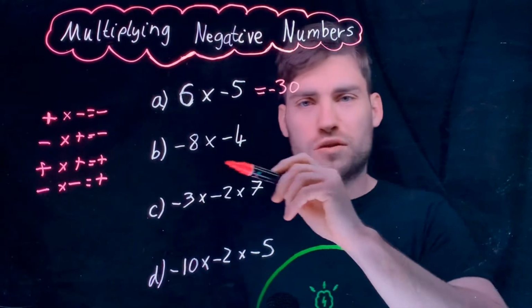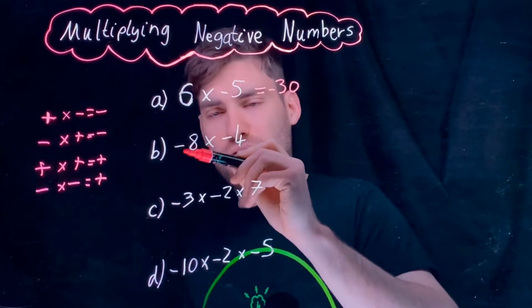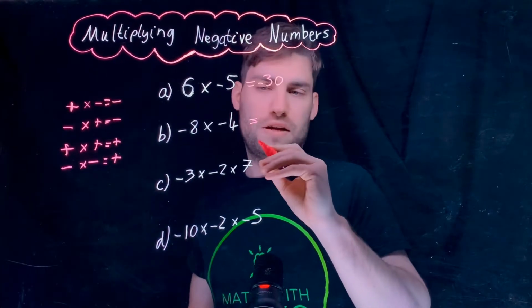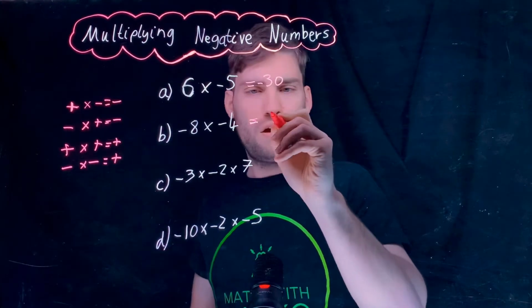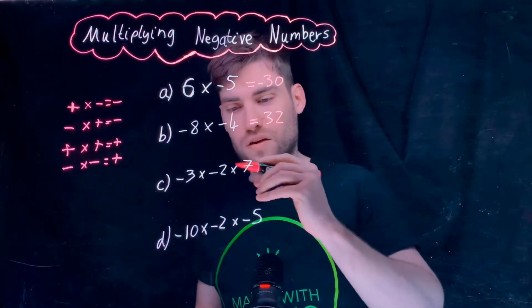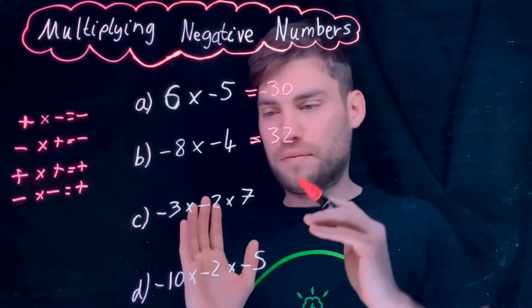Be careful on this one. This is where people make mistakes on. A negative number multiplied by another negative number will give us a positive answer, okay? So that would be 32. Not minus 32, 32. Now this next one, be careful, there's 3 numbers now.